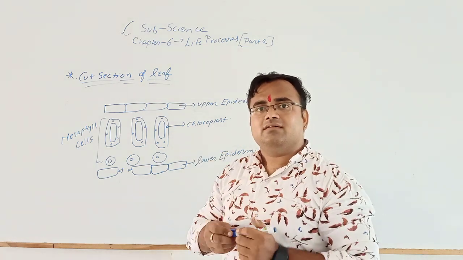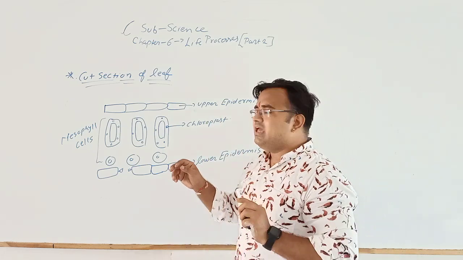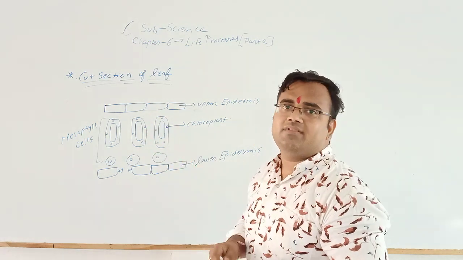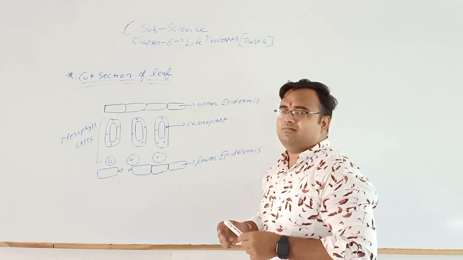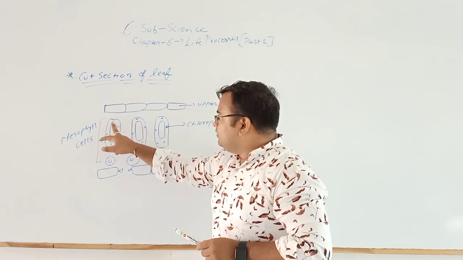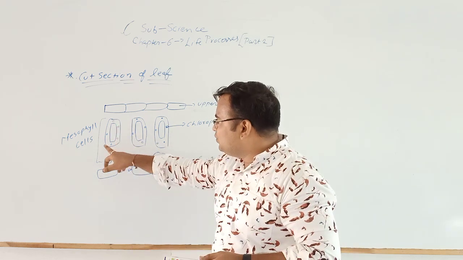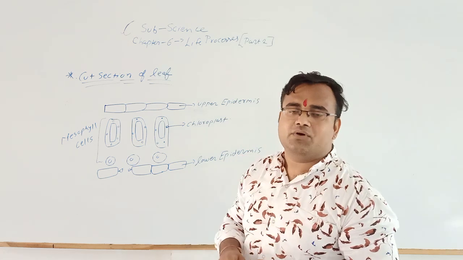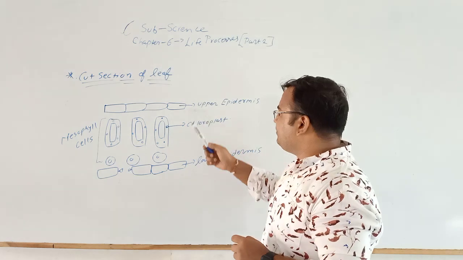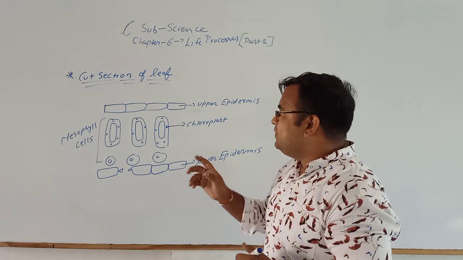The chloroplast should be in green color, but due to unavailability of a green marker, I have drawn these small granules or small pigments with the help of a blue marker. So in your notebook, when you draw this diagram, you have to draw these small granules with the help of green color. Those green pigments are known as chloroplast, and these two types of cells are known as mesophyll cells.